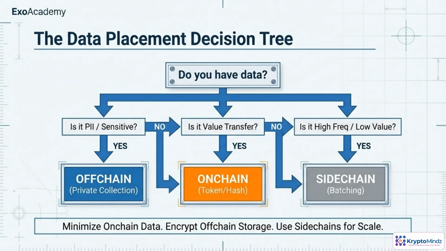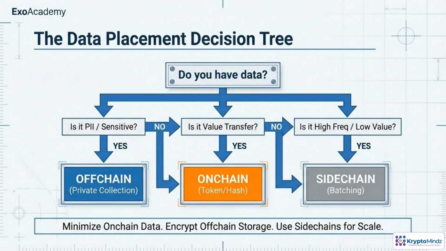Architecture decisions always come back to a simple question: where should this data live? Start by asking, is it personally identifiable or highly sensitive? If yes, keep it off-chain in a private encrypted store and only anchor a hash on-chain if needed. If it's not sensitive, ask, does it represent value transfer, like balances, asset ownership, or critical state? Those elements belong directly on-chain as tokens or key contract state.